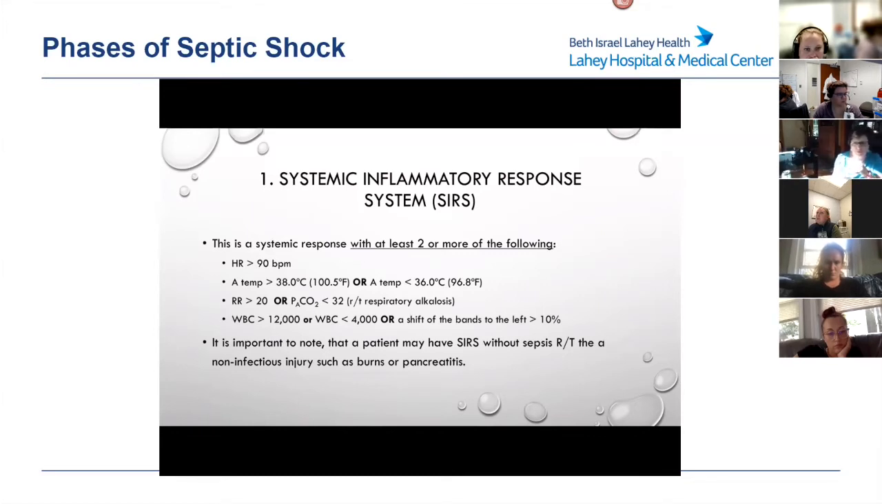White blood cell count greater than 12,000, or a white blood cell count less than 4,000, or just a shift in the bands to the left, which can signify an infection. It's important to note that a patient may have SIRS without sepsis related to a non-infectious injury such as burns or pancreatitis. That's why we call the systemic inflammatory response system the first stage before sepsis.